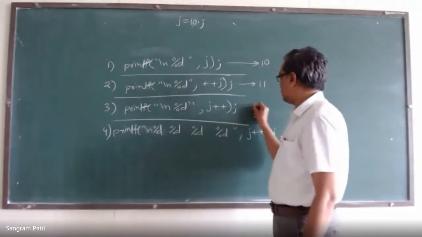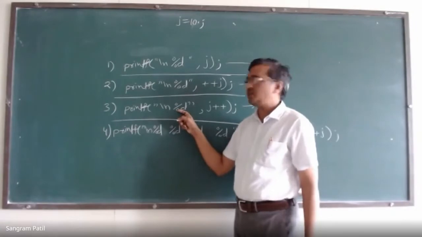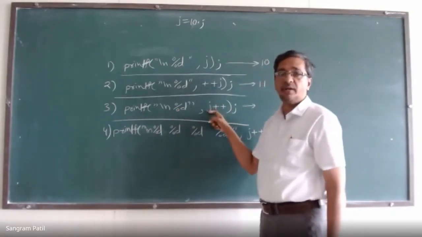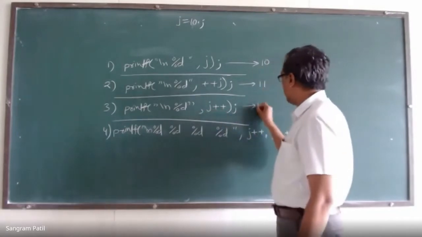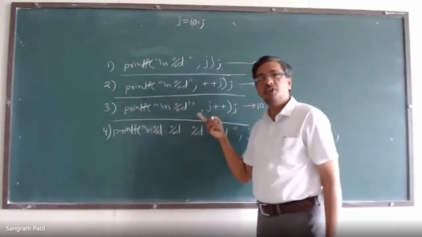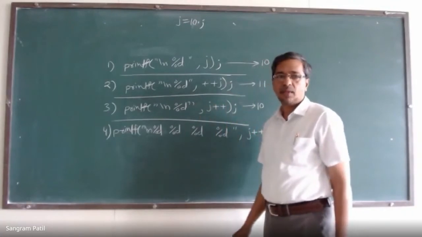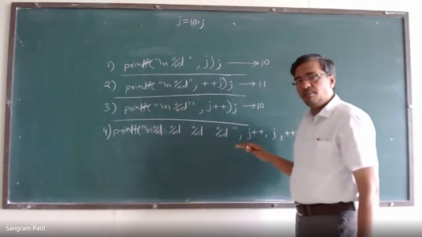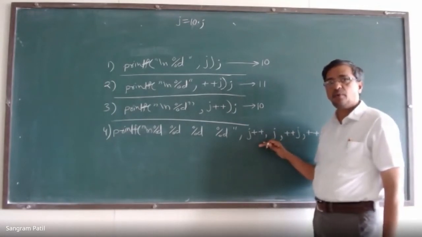Now here, printf slash n, go to the next line, percentage d, print one number, which number? That is the number of j. Here j plus plus is there, so it will print the value of j, that is 10, and after printing, the value of j will be incremented by 1. In exam, you will get questions like this.